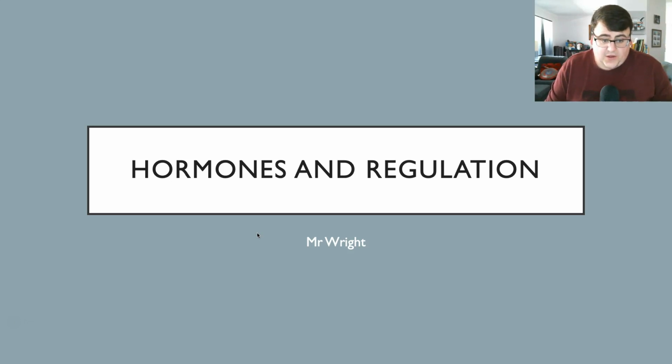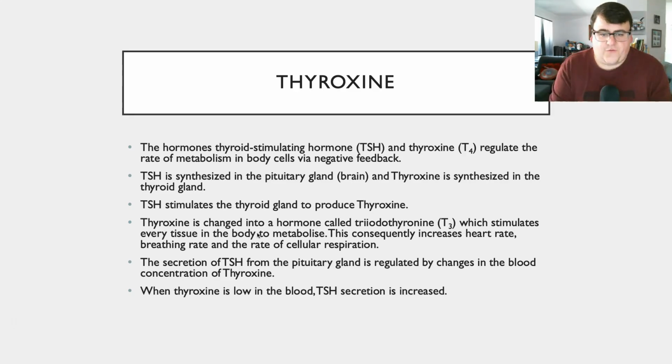Again, this is part of the homeostasis topic, second half of the endocrine system. Today we're going to be looking at hormones and regulation. Last time we looked at the overall endocrine system as a whole. Today we're looking at just hormones and regulation. Also remember, we've looked at diabetes in the last video and how insulin and glucagon help control blood glucose levels. So, first off, what we're going to talk about today is thyroxine.